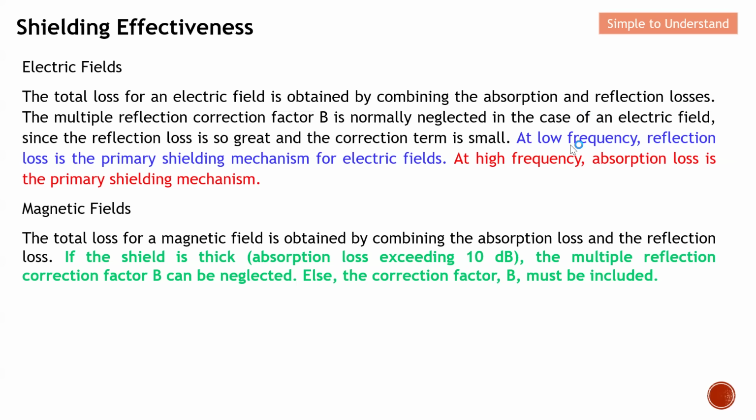However, at low frequency, reflection loss is the primary shielding mechanism for E field, but we can't do the same against the magnetic field. At high frequency, absorption loss is the primary shielding mechanism. In short, when we work against electric field, at low frequency the reflection will be the dominant factor, and at high frequency absorption will be the dominant factor. So especially for low frequency, we will design for reflection.